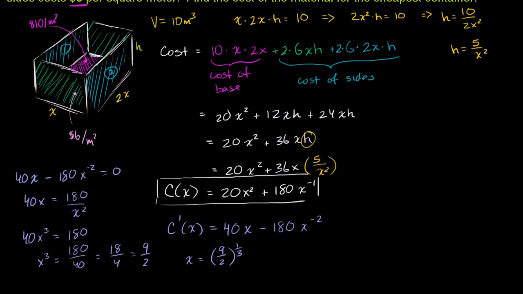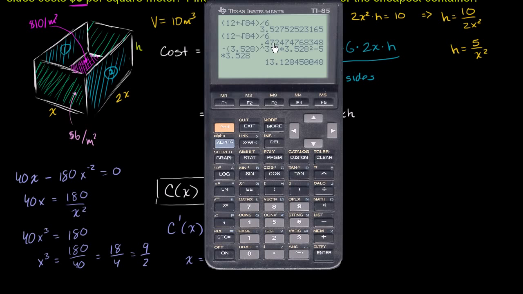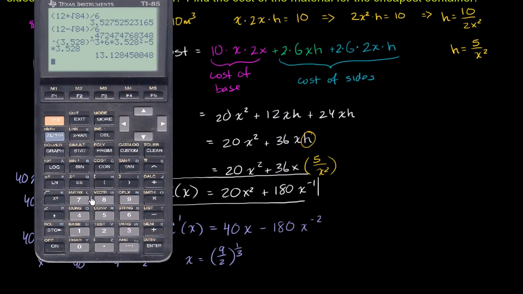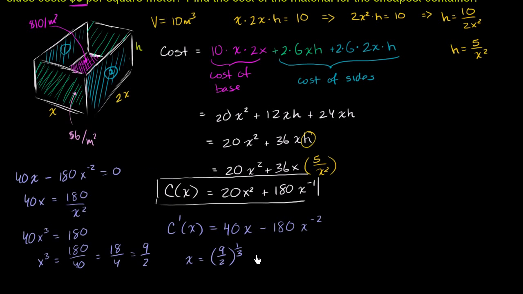So let's get an approximate value for what that is. If we take 9 halves, 9 divided by 2, I guess we could call that 4.5, and we want to raise it to the 1/3 power. To the 1/3 power, we get 1.65. So it's approximately equal to 1.65 as our critical point.